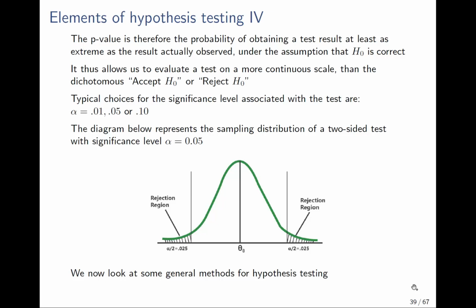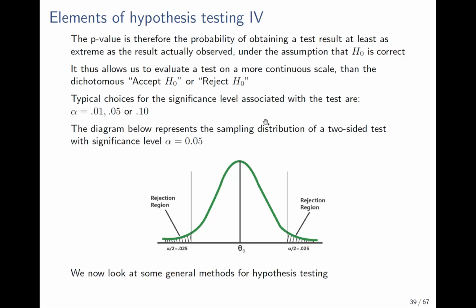So let's have a look at how these elements fit together. The p-value, therefore, is the probability of obtaining a test result, a test statistic, at least as extreme as the result that we actually observe, under the assumption that the null is correct. The good thing about a p-value is that it allows us to evaluate a test not just on a dichotomous scale of accept the null or reject it, but on a continuous scale, because it's a probability and therefore falls between 0 and 1.